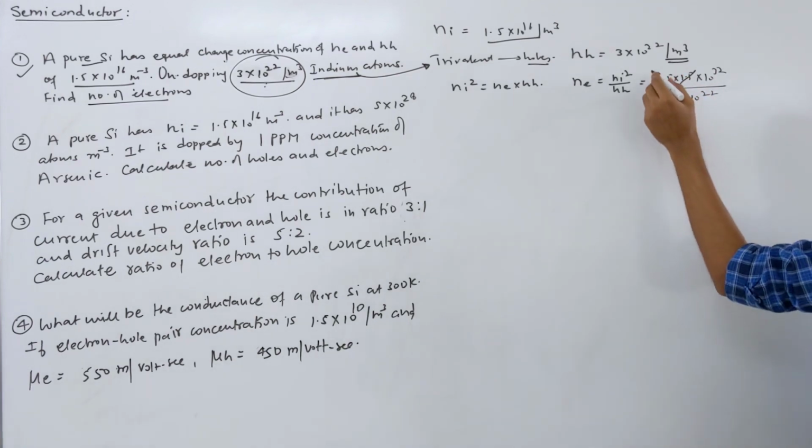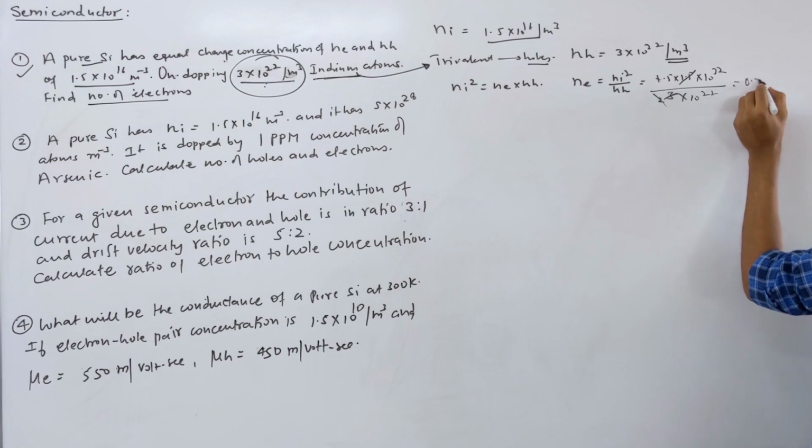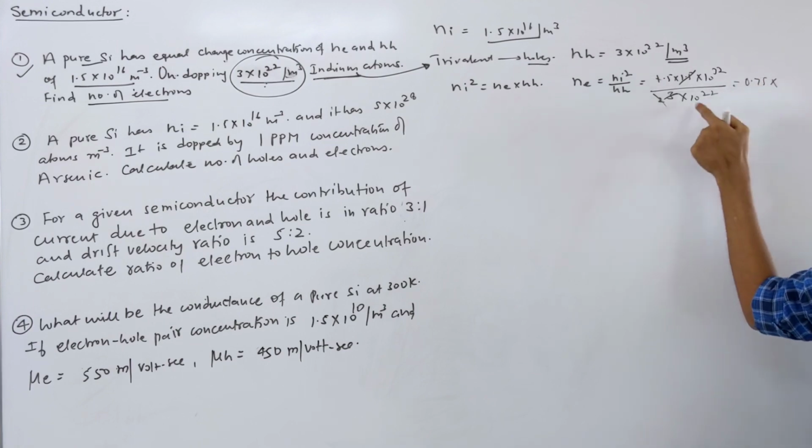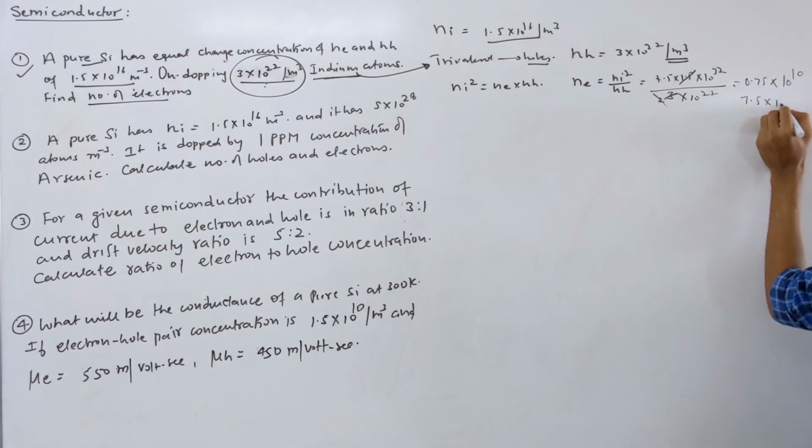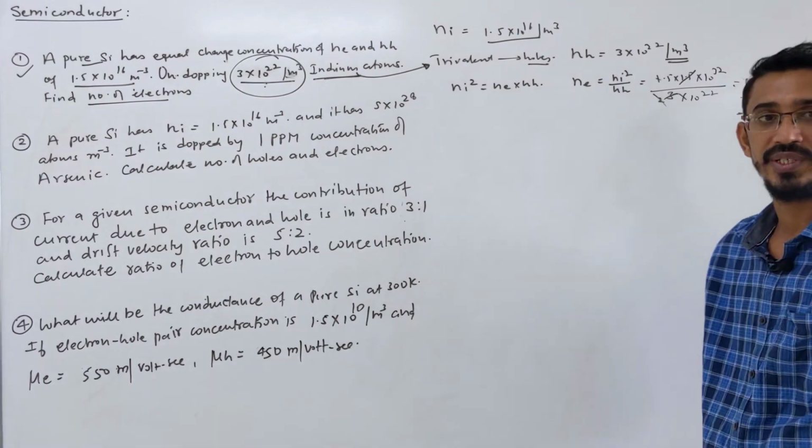See, 2 by this you can write 0.75 into 10 power 10 remaining, or you can write 7.5 into 10 power 9 per meter cube. This is the number of electrons generated there.